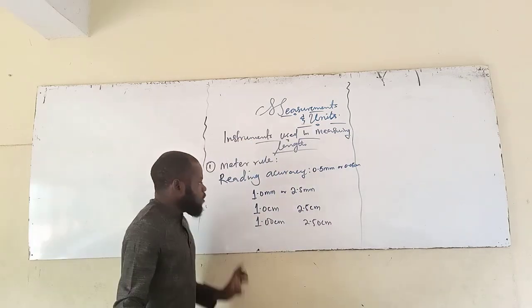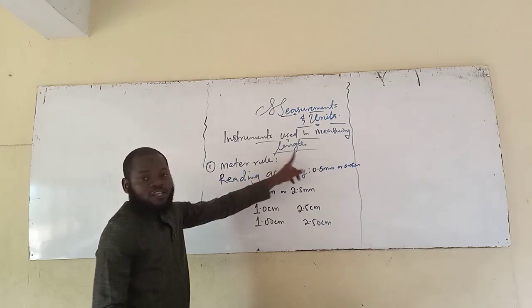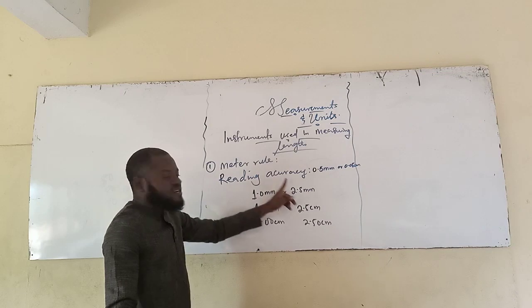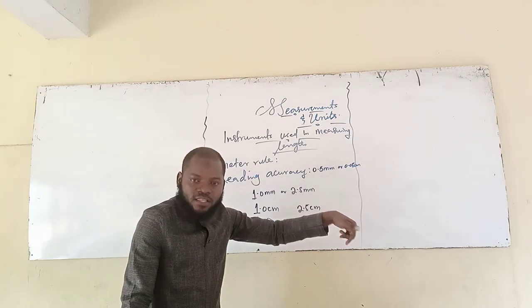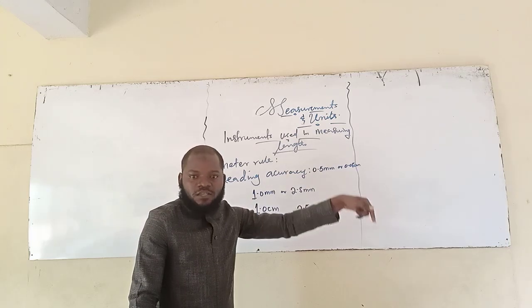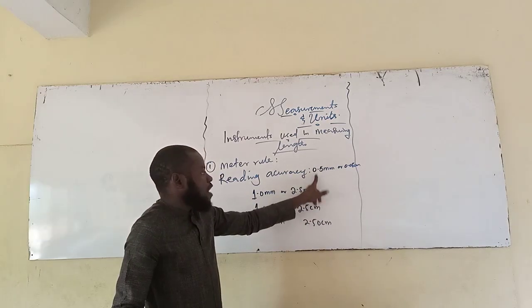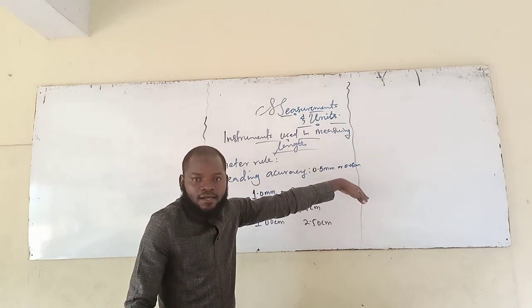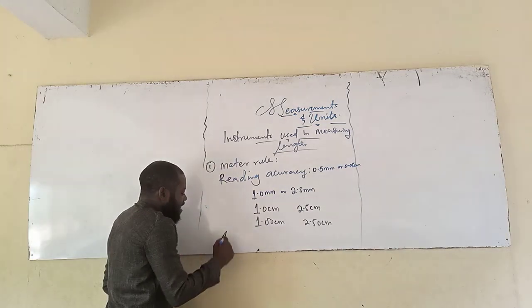Another thing they want to know about this measuring device is the usage. We use this to measure long objects. We talk about the reading accuracy that determines the number of decimal places to report our answer, or the least possible error that we can encounter using that particular instrument. In a meter rule, it is 0.5 millimeter or 0.05 centimeter. Are we together? Cool. The next thing you need to know is the measuring accuracy.